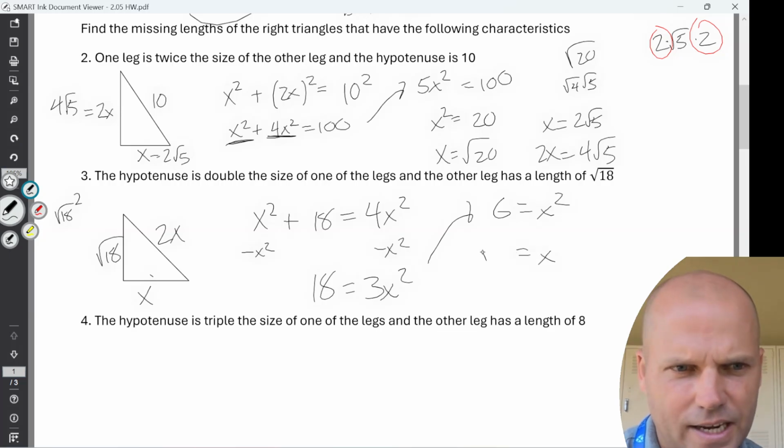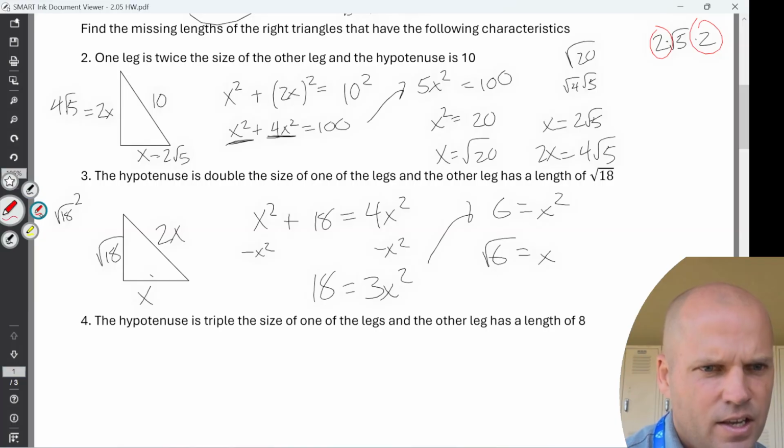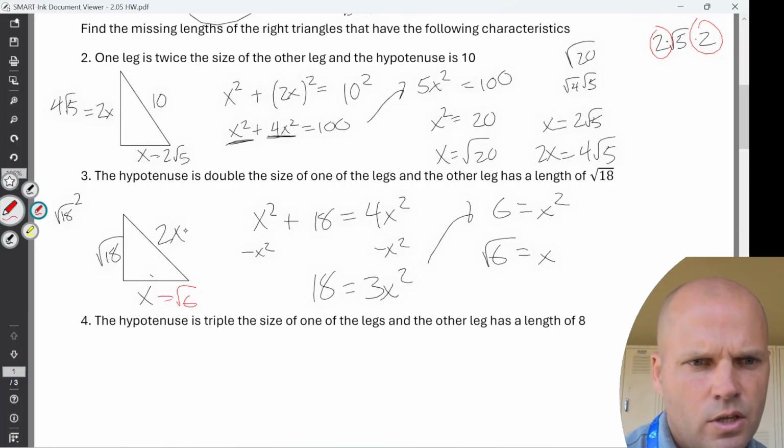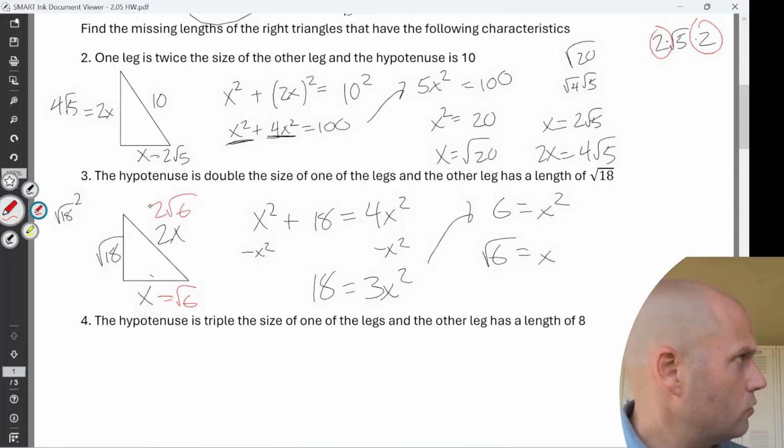I will square root to get x has to be root 6. If x is root 6, our hypotenuse must be 2 root 6.